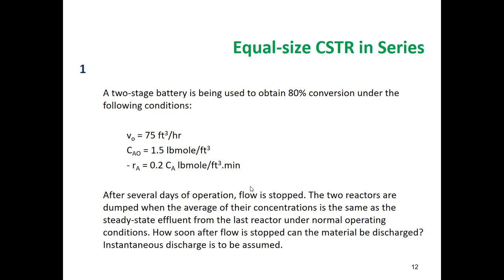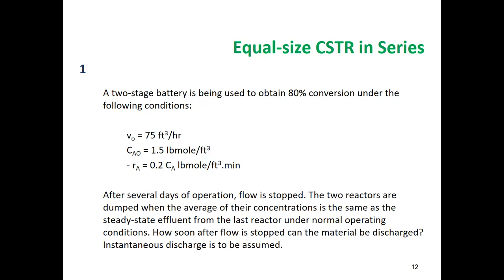So yesterday we had this problem regarding a two-stage battery that is being used to obtain 80% conversion under the specified conditions below. You have the feed rate, you have the initial concentration of A, and you have the rate equation or the rate law. Now this two-stage battery, after several days of operation, the flow is stopped, meaning the flow that is introduced into the first of the two-stage battery and correspondingly the flow to the second is also stopped. Then the two reactors are allowed to continue processing the systems inside them, but this time without having any connection. The illustration of this was shown to you yesterday.